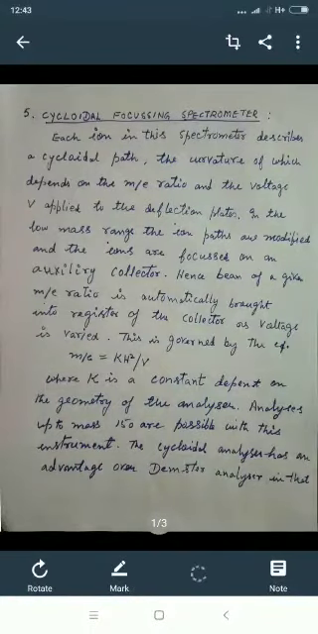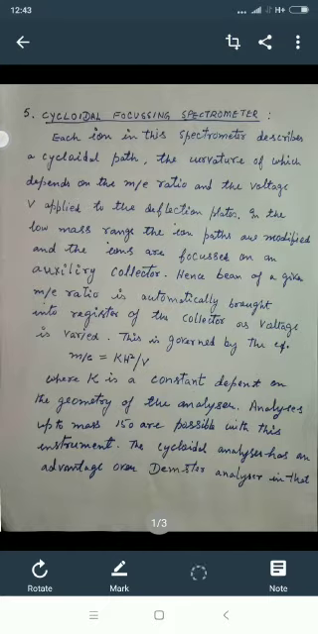In the previous lecture, we discussed the Benedict's spectrophotometer. Today we are going to discuss the cycloidal focusing spectrometer. Each ion in this spectrometer describes a cycloidal path, the curvature of which depends upon the M/E ratio and the voltage we applied to the deflection plates.